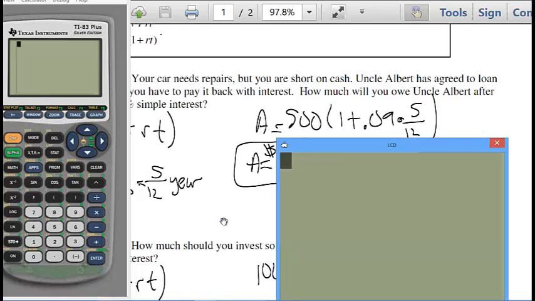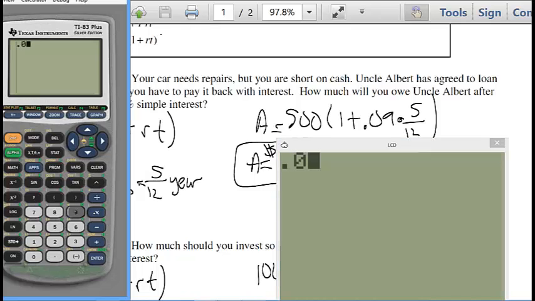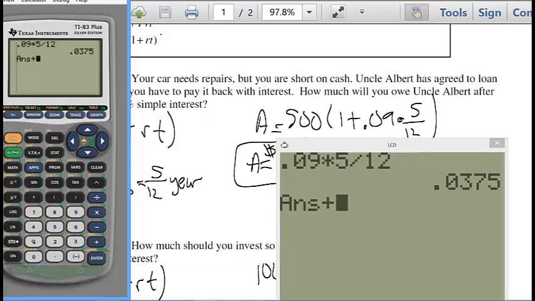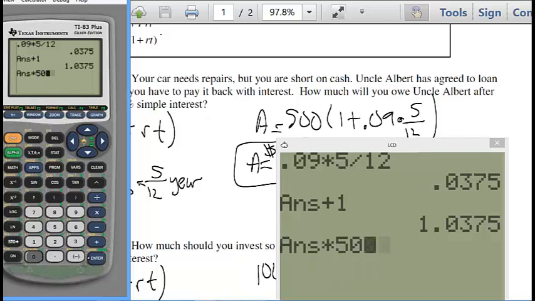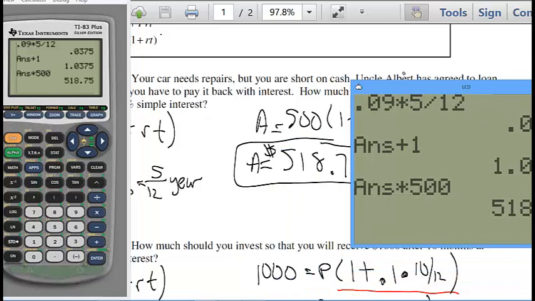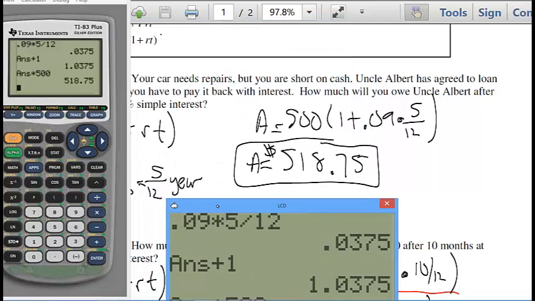Alright, so I'm going to start with the inner parentheses, and I'm really going to start with the 0.09 times 5/12. So you just literally go to your calculator and go 0.09 times 5 divided by 12. And then when you hit enter, we're going to add that to 1. And then we're going to multiply that times 500. And we get 518.75, which matches the answer we got in class.